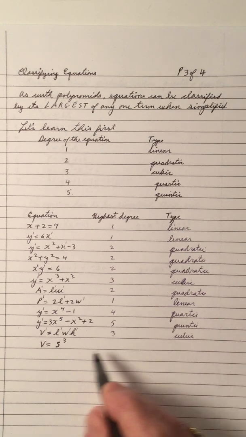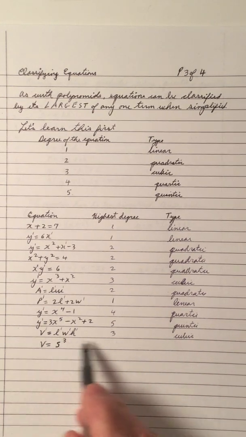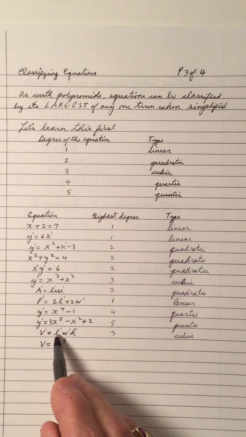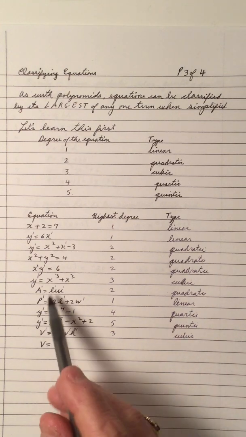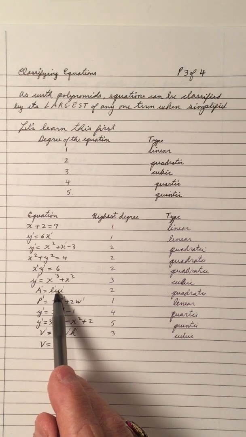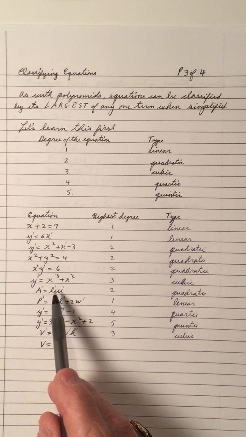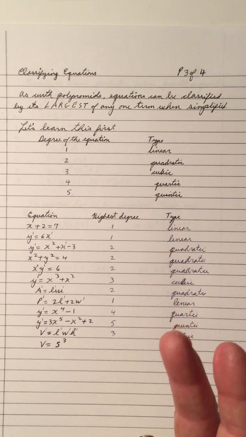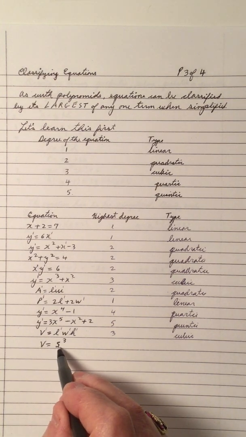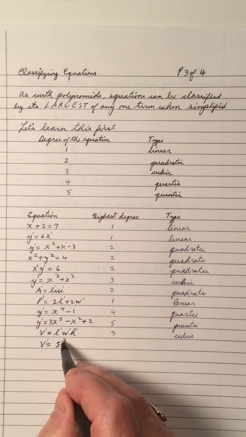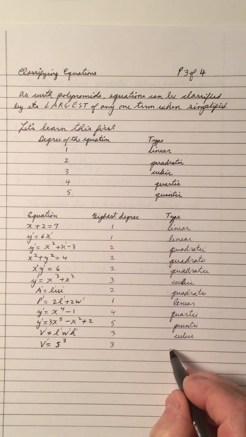If you think of a cubic being 3, volume, what is volume? Volume is length times width times height. Volume is 3 dimensions, so volume is a cubic. Area is length times width, and area is 2 dimensions, like feet, centimeters squared. Volume is s cubed, v, that's a 1 and that's a 3. The highest degree is 3, so that's a cubic.